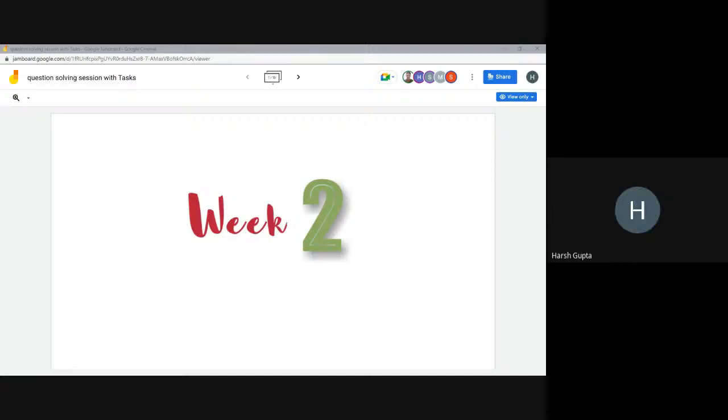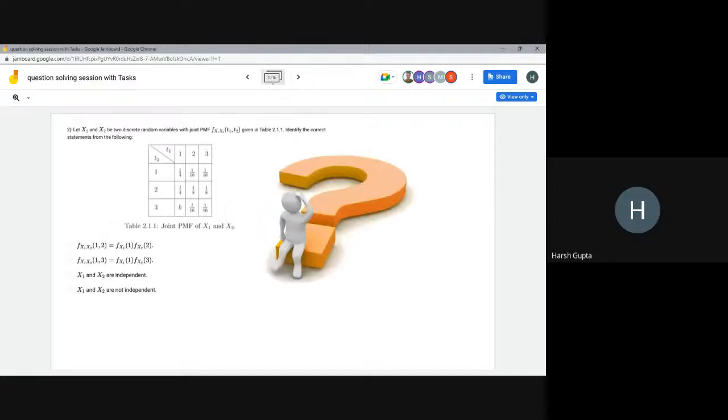Okay, thank you, sir. Hello, let's start with week two, and the approach will be the same. We are discussing how to solve the question. This is the first question: let X and Y be two discrete random variables with joint PMF. Now we need to identify the correct statements. Am I audible properly? Yes, sir.